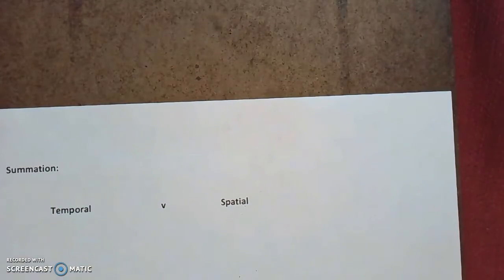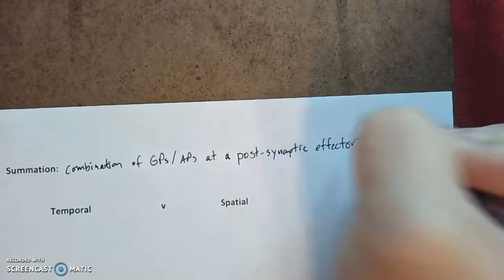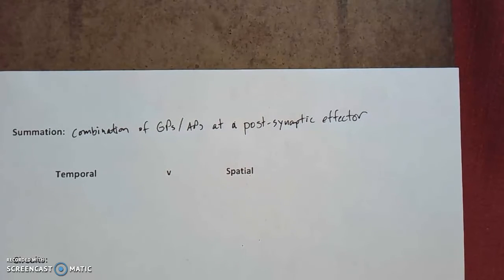Now, summation. Summation is just a combination of graded potentials and action potentials at a postsynaptic effector. So we have a lot of different action potentials coming from different regions that can act on an effector. Whether it be a muscle, another nerve, or a neuron in your brain that's receiving a lot of information from other places or from the same area in rapid succession. So it's the combination of all these things, whether they're EPSPs or IPSPs, that come together to produce responses in an effector. So we have two different kinds of summation, temporal and spatial.